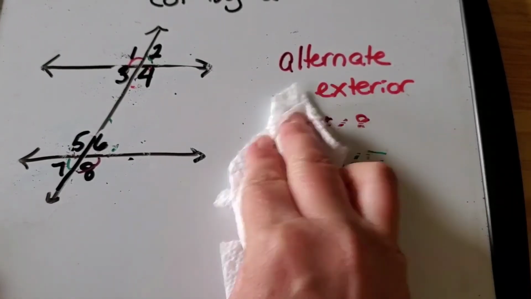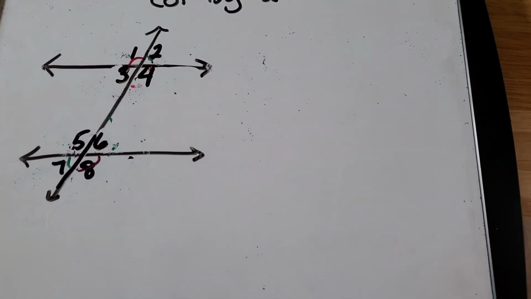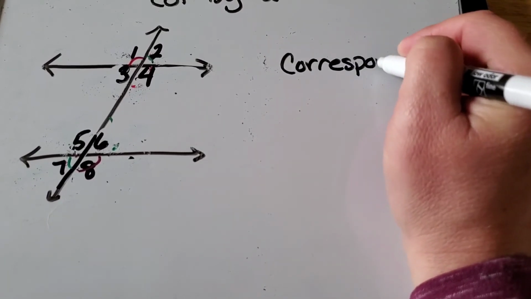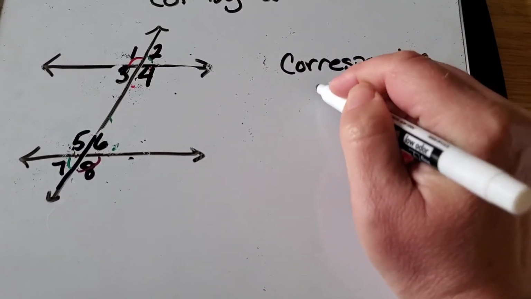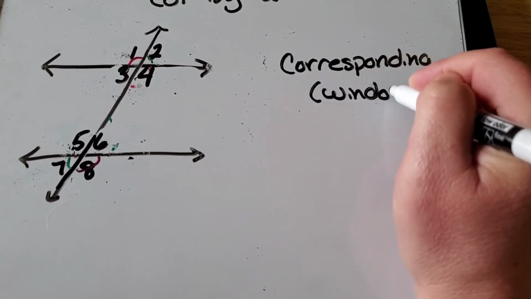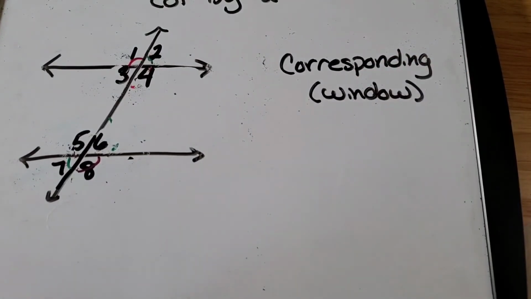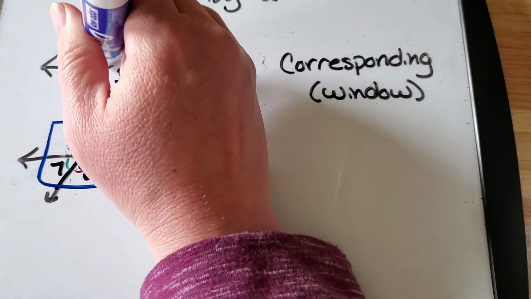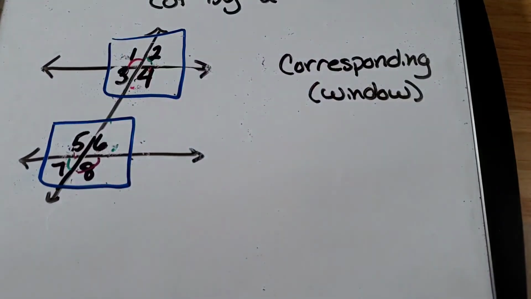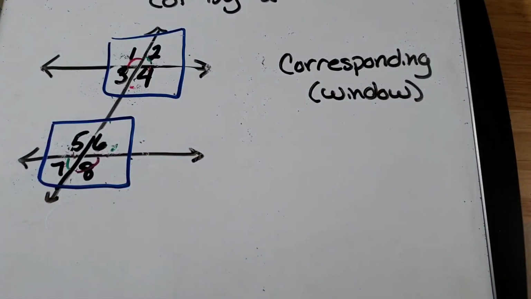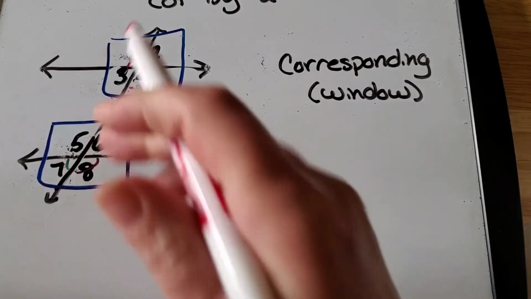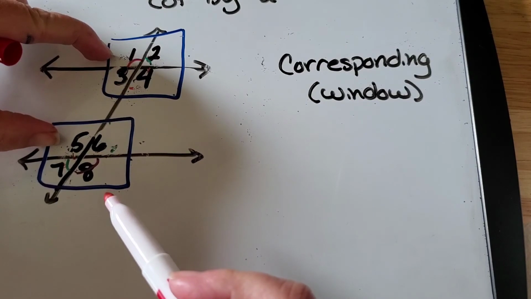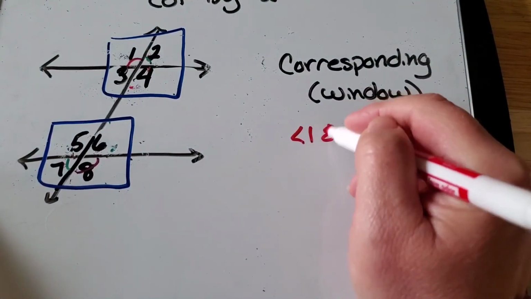Okay, last set of angles you need to know are your corresponding angles. Your corresponding angles I think of as those window angles. If you put a window around these angles and a window around those angles, they are the angles that match up between your two windows. So look at 1 and 5. They're in the same position in the two different windows, both top left. Those are corresponding.